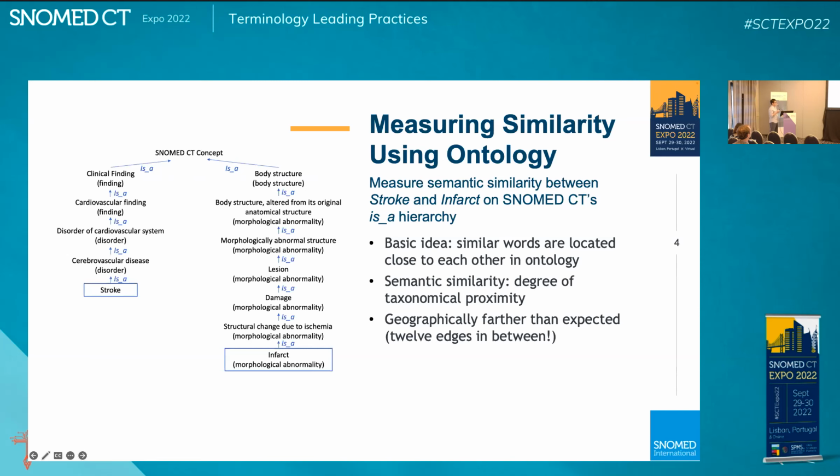So we can measure similarity using ontology, and the basic idea is that similar words are located close to each other in ontology. So the semantic similarity can be measured as the degree of proximity on the ontology. For example, when we measure similarity between the terms strong and info on the SNOMED CT is-a hierarchy, you can notice that the concepts are geographically further than expected because the concept stands at the very top level of the hierarchy of SNOMED CT.